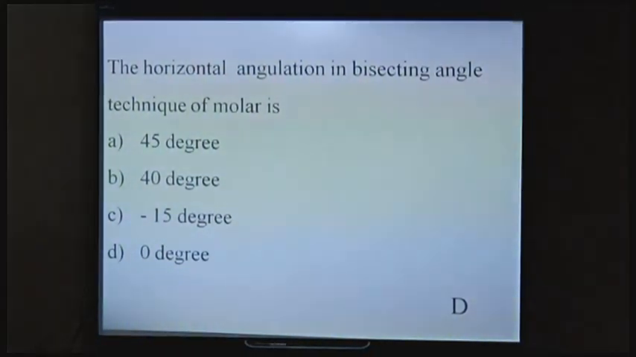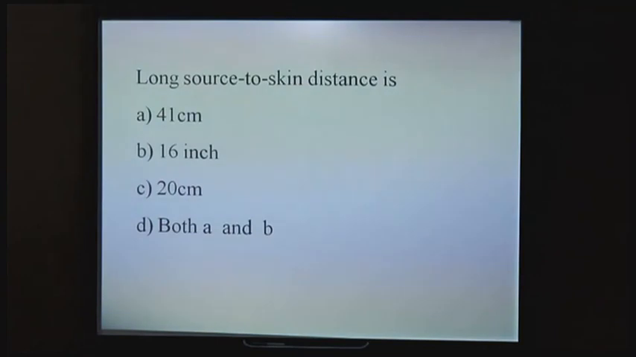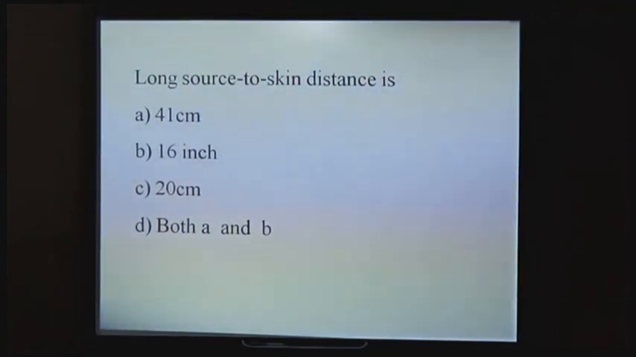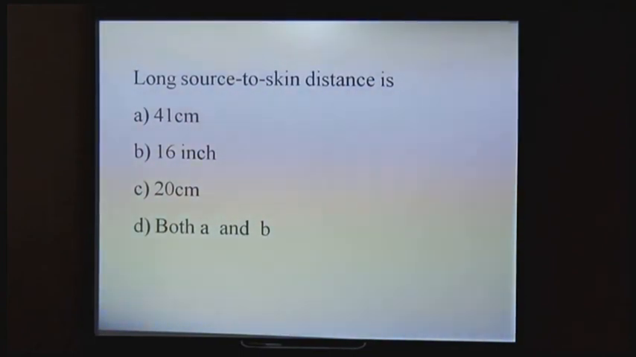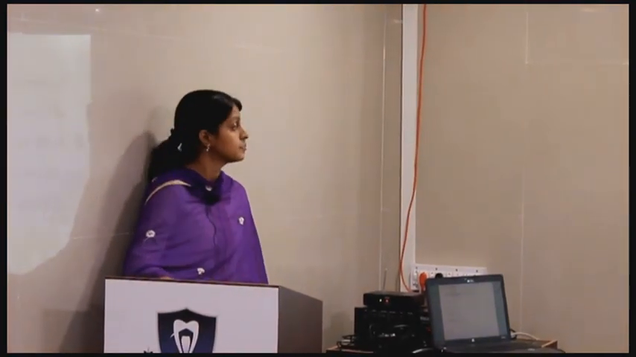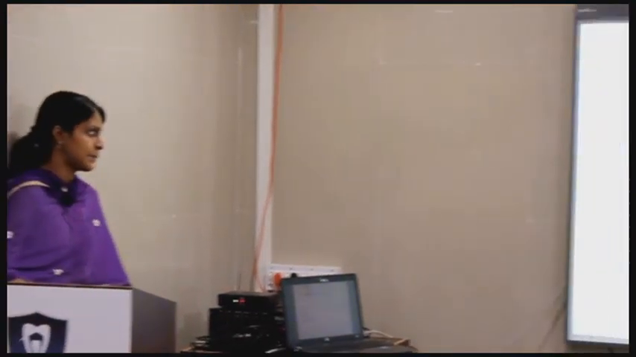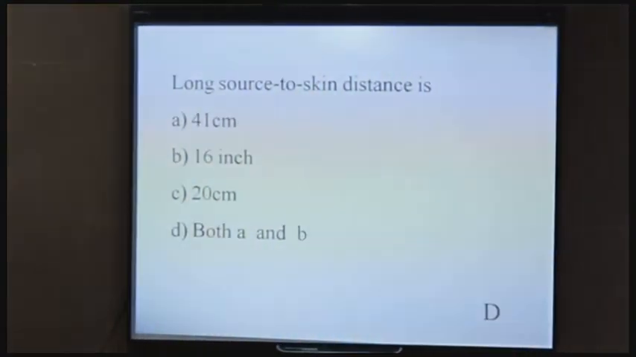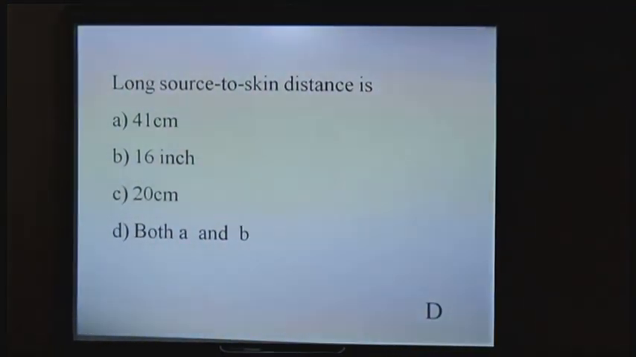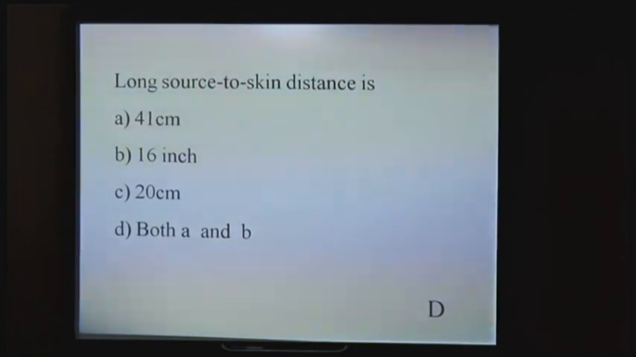So what will happen if the horizontal angulation goes wrong? Overlap. The long source to skin distance is, you have long source to skin distance and you have a short source to skin distance. How you place the PID to the patient skin. B, D, yeah, A and B. 41 centimeters is also 16 inch. The short cone is 20 centimeters, also 8 inch.